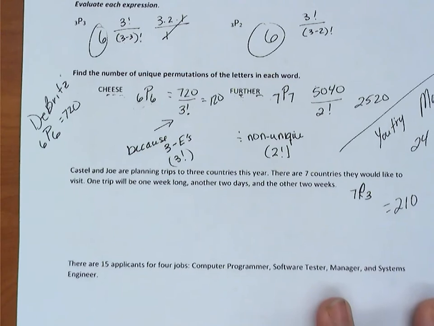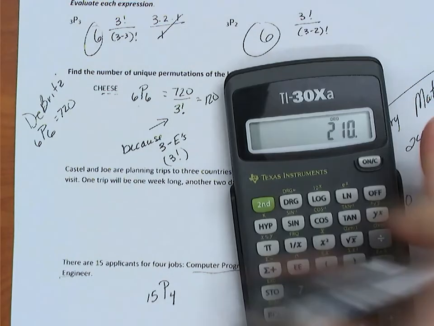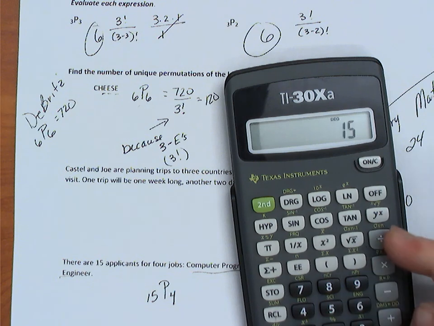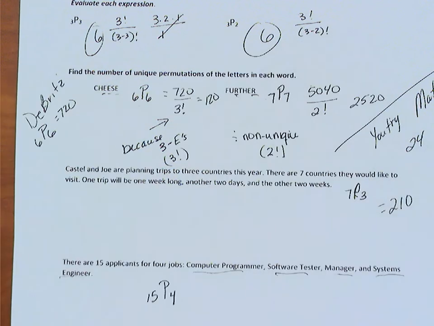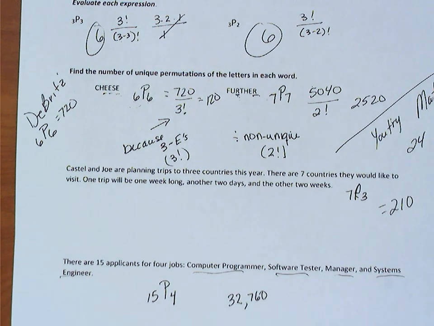Okay, on this one right here, there are 15 applications for 4 jobs. So again, the order is relevant here because which job are they getting, right? There are 4 jobs. So this is a 15 permutation because I have different things they're getting assigned to, and I get to choose 4. So 15 permutation 4. I have 32,760 options for my outcomes when I hire 4 people out of 15.